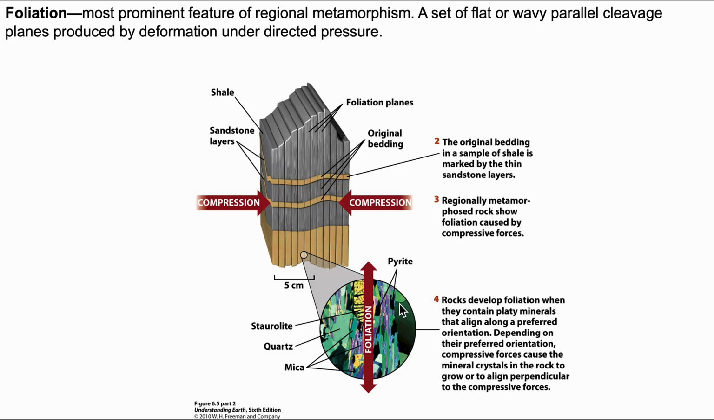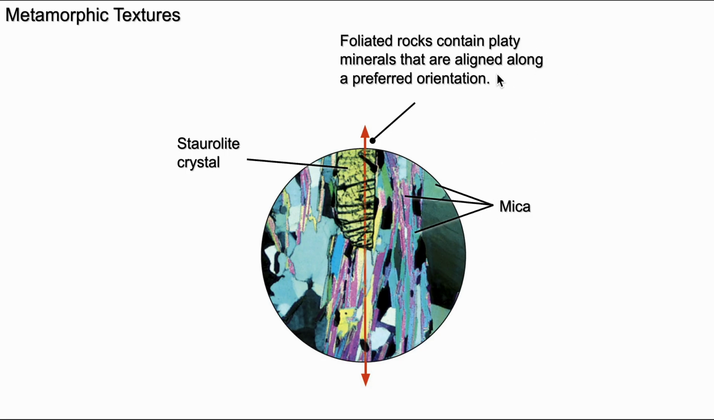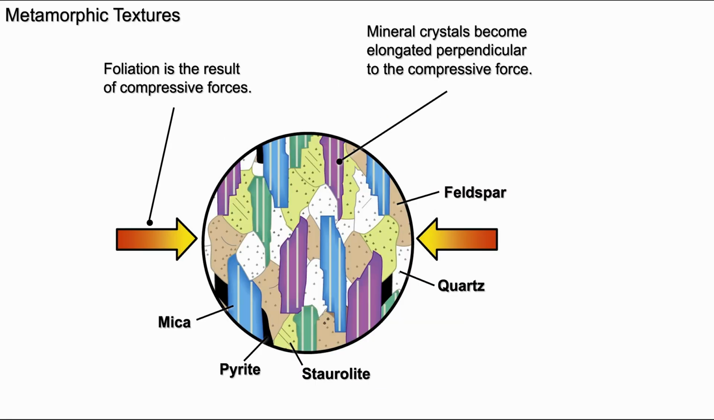So we're taking a shale and a sandstone, or a sandy shale, and we're squeezing it from the sides. That's going to rotate the minerals within this rock, or it's going to re-precipitate them with this new orientation. Taking a closer look, we see that foliated rocks contain platy minerals that are aligned along a preferred orientation. So the micas and the staurolite crystals are all going to line up perpendicular to the forces. Foliation is the result of these compressive forces. The minerals become elongate, perpendicular to the compressive force, or they may rotate into that new position. Quartz, being relatively equant, doesn't play the game very well. Feldspars are a lot better. Minerals like staurolite and micas really get in line to take this new foliation.